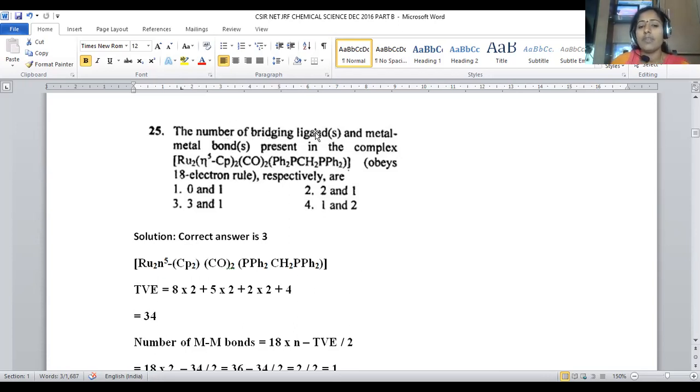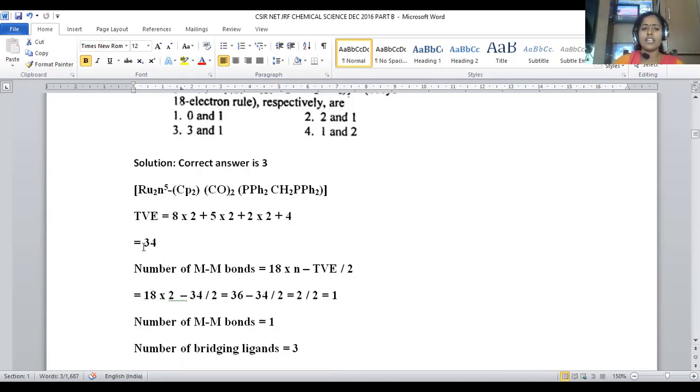Now we have to depict how many bridging ligands are there and how many metal-metal bonds are possible for this complex. In order to get that, first of all, we have to calculate the total valence electron count. Ruthenium is a member of the iron family, so 8 electrons will be there in its valence shell, and 2 ruthenium atoms are there, so 8 into 2. η5 Cp2 means each Cp is contributing 5 electrons, and such Cp ligands are 2, so 5 into 2 will be there. Then next is 2 into 2. Why is it 2 into 2?